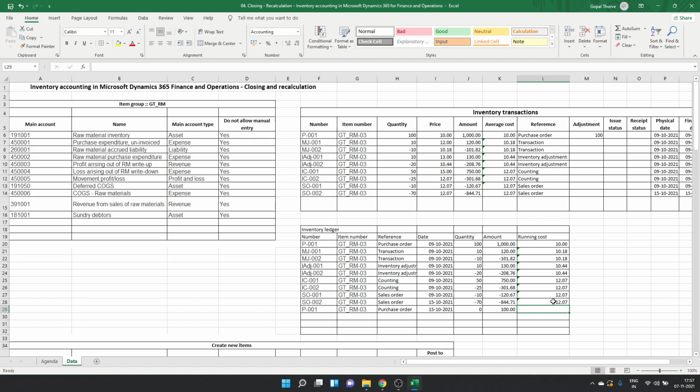Okay, and if I see my running average cost after these transactions, it will be 14.92. I think this is perfect, right? Yeah. Okay, now let's recalculate the inventory. Currently for this particular item, let me take a copy of this.